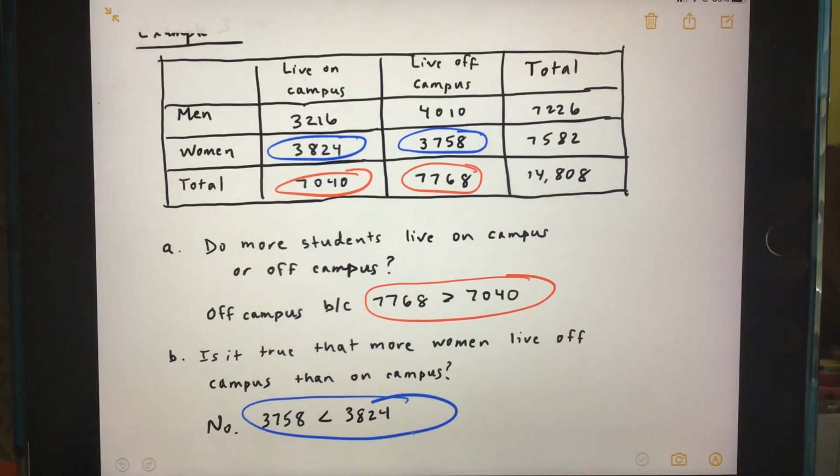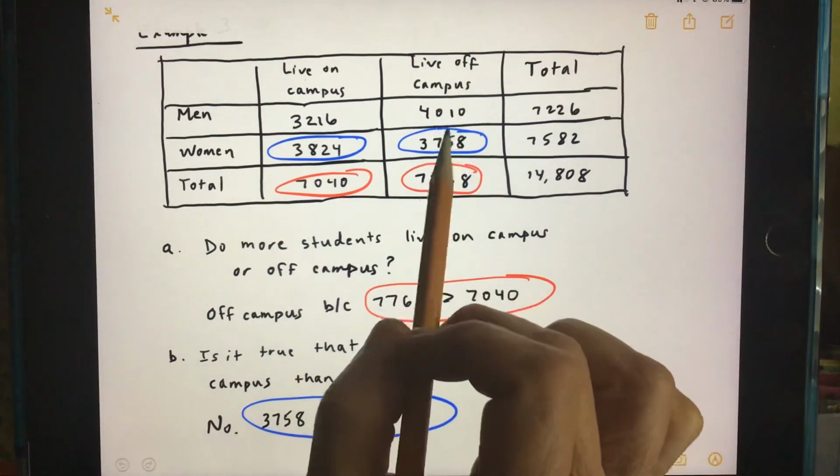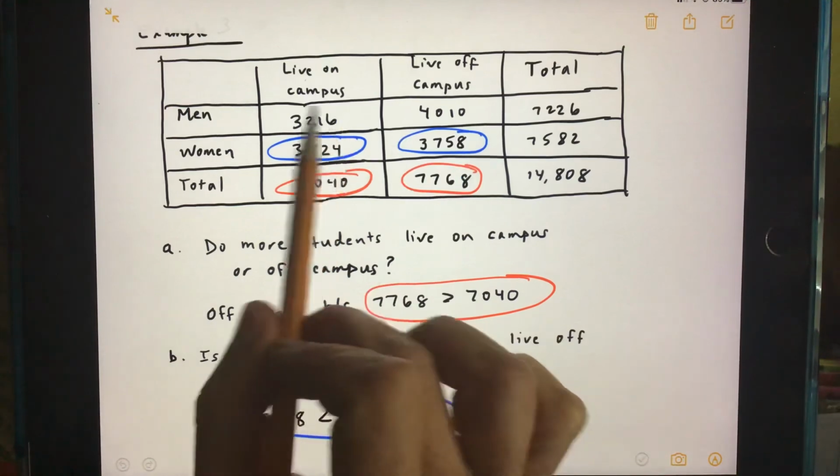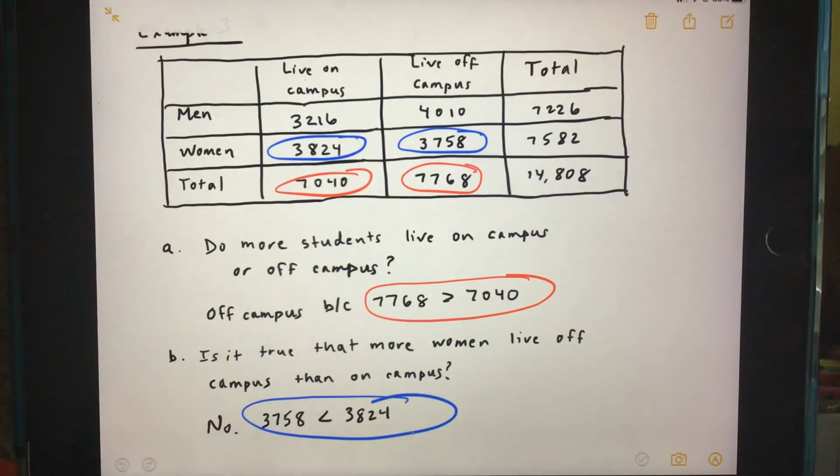We could ask other questions as well. We could say, well, how many more men live off campus than on campus? If we ask that question, how many more men, 4,010, live off campus than the 3,216 live on campus, we would subtract those two numbers to find out that answer.